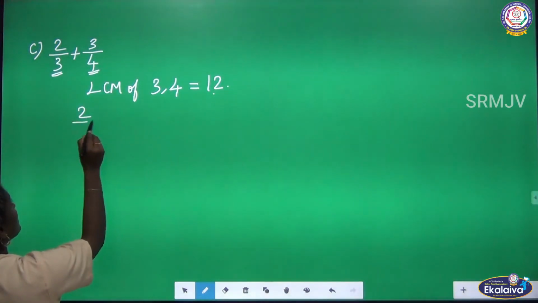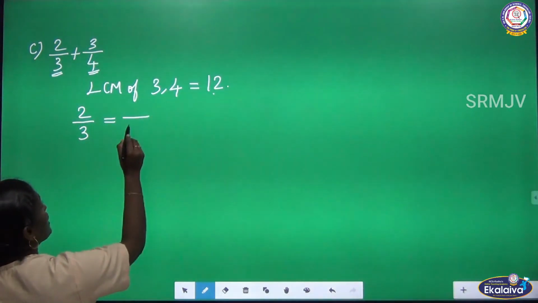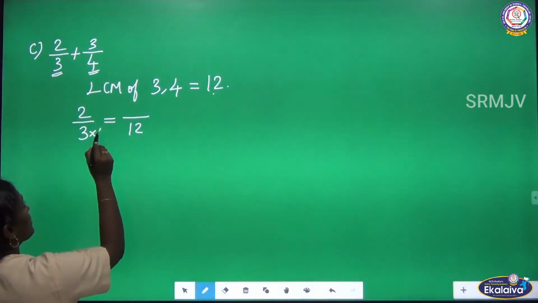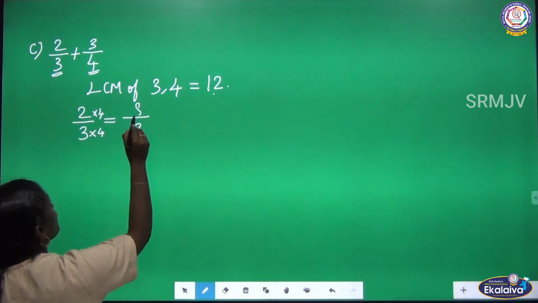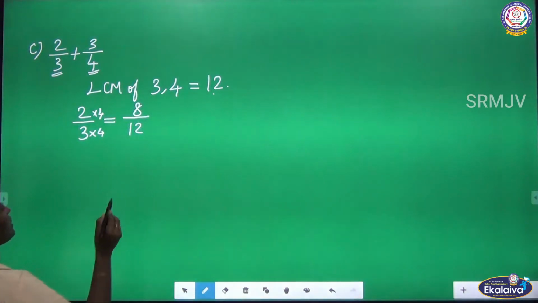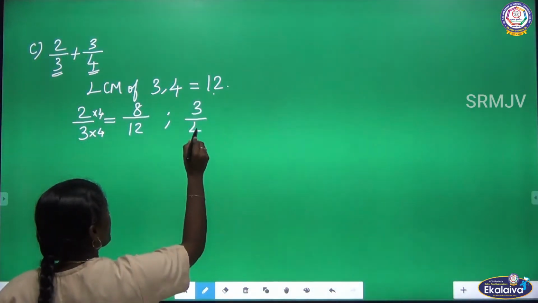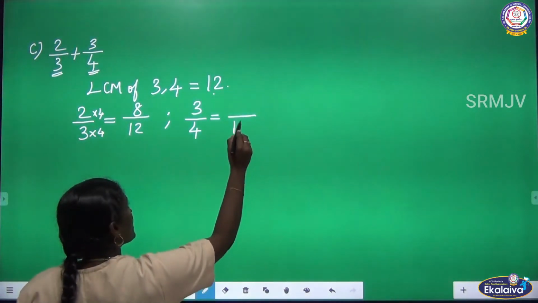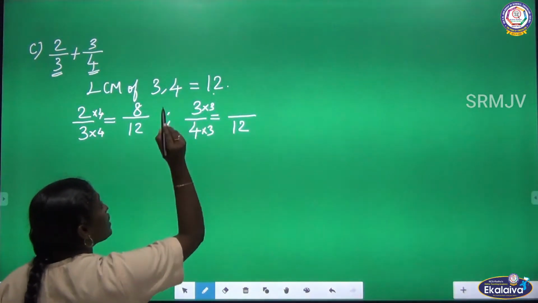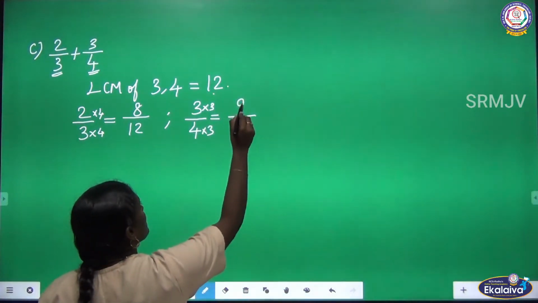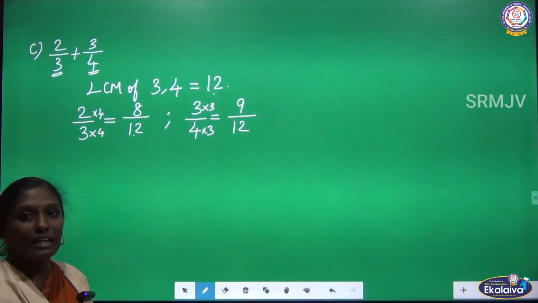So the first fraction is 2 by 3. Okay. In 3 table when will you get 12? 4 times. So we have to multiply the numerator by the same number 4. So 2 4s are 8. The first fraction is 8 by 12. And the second fraction is 3 by 4. In 4 table when will you get 12? 4 3s are 12. So we have to multiply the numerator by the same number 3. So 3 3s are 9. Here 8 by 12, 9 by 12. Now we got like fractions.